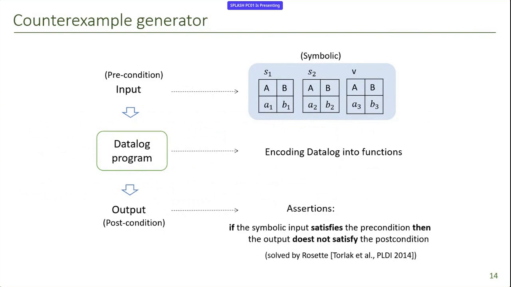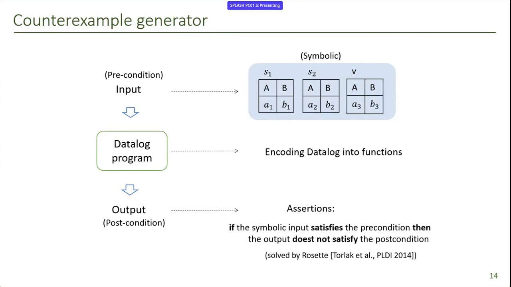The idea of this counterexample generation is that we first encode the input of the Datalog program, which is some relational tables, into symbolic tables. So instead of having real values for S1, S2, and V, we have symbols in the database, A1, B1, and so on. And over that symbolic database, we encode the evaluation of the Datalog program into some functions.